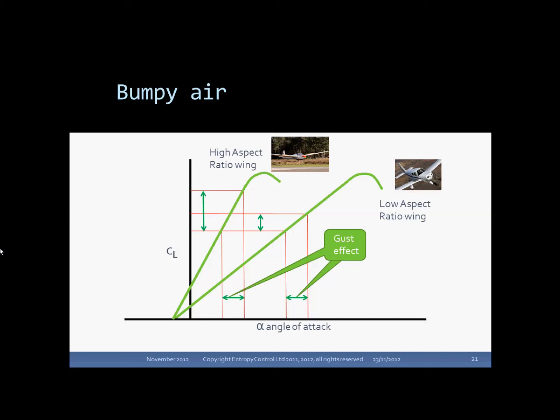Because the aircraft are flying at the same speed, the gust increases the angle of attack for both aircraft by the same amount. But the effect in change in CL is quite different. The high aspect ratio aircraft sees a much bigger jump than the low aspect ratio aircraft.